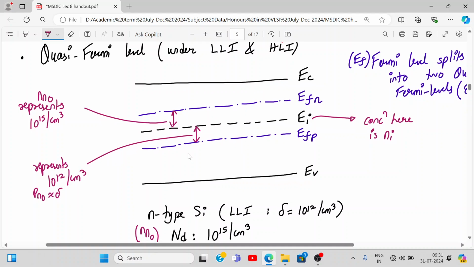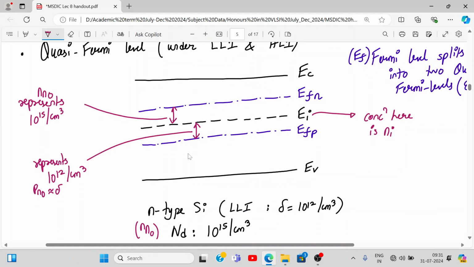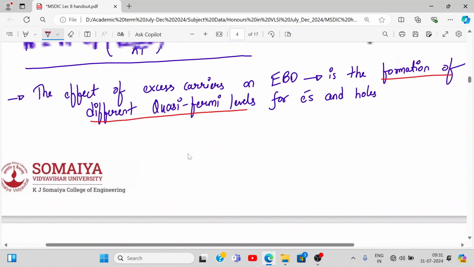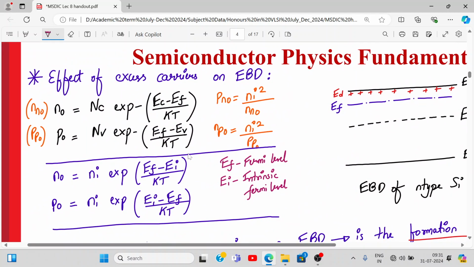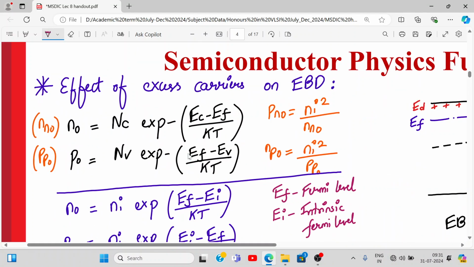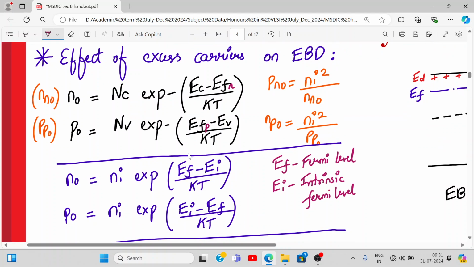So due to low level injection, minority carrier concentration is disturbed. Okay, now let's get back to these formulas and not make you write again. What is the effect of excess carriers? We have different energy levels for electrons and holes. So what will happen over here? Here we can write EFN and here we can write EFP. Understood? Only that much difference is there. That's it. Here we will write EFN and here we'll write EFP.